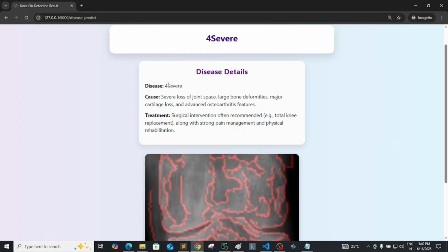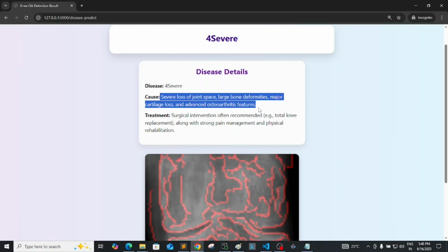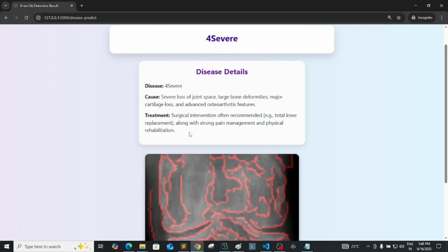So now you see here, within a fraction of a second you get the accurate result. So this is the 4th class, the 5th class, the condition is severe, and the cause is like this: severe loss of joint space, large bone deformities, major cartilage loss, advanced osteoarthritis features. So what is the treatment for that? Treatment recommendation: surgical intervention is often recommended, and total knee replacement is much recommended for the last stage, along with strong pain management and physical rehabilitation.